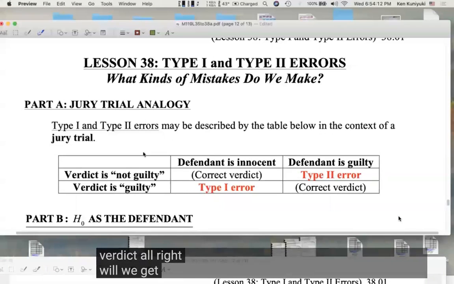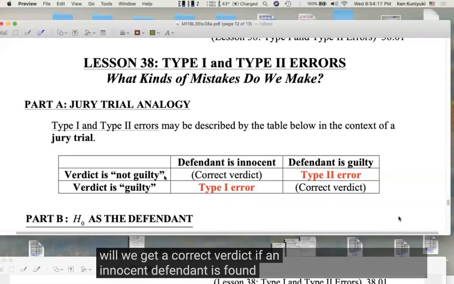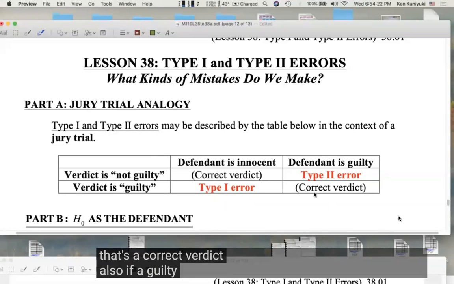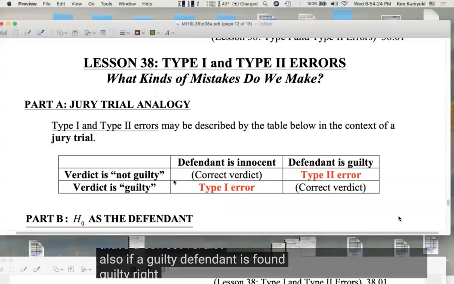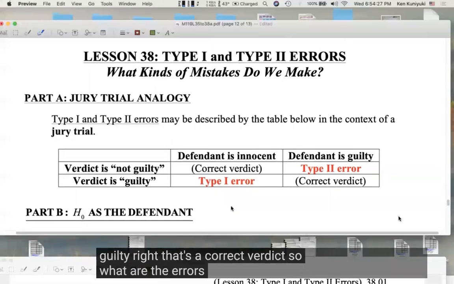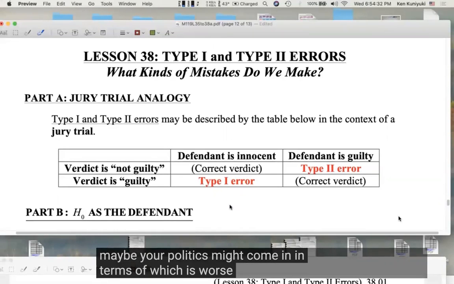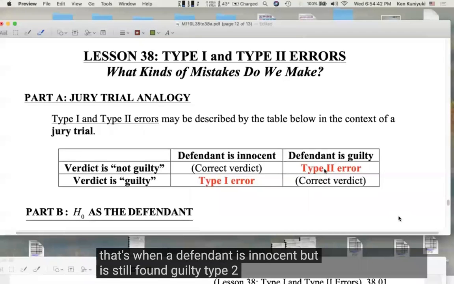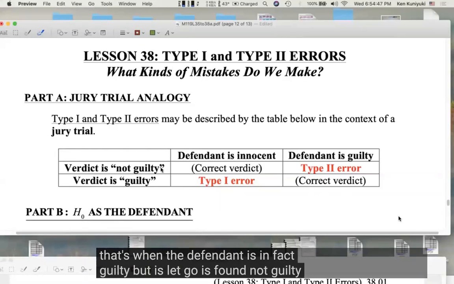Well, we get a correct verdict if an innocent defendant is found not guilty. That's a correct verdict. Also, if a guilty defendant is found guilty, right? That's a correct verdict. So what are the errors that can happen? And maybe your politics might come in terms of which is worse. Type 1 error. That's when a defendant is innocent, but is still found guilty. Type 2 error, that's when the defendant is in fact guilty, but is let go, found not guilty.